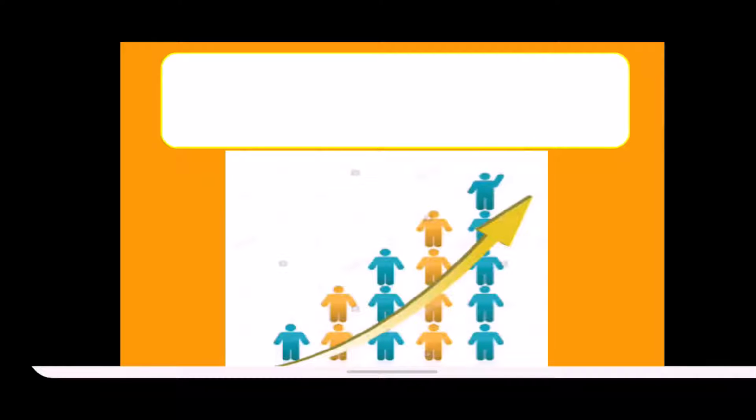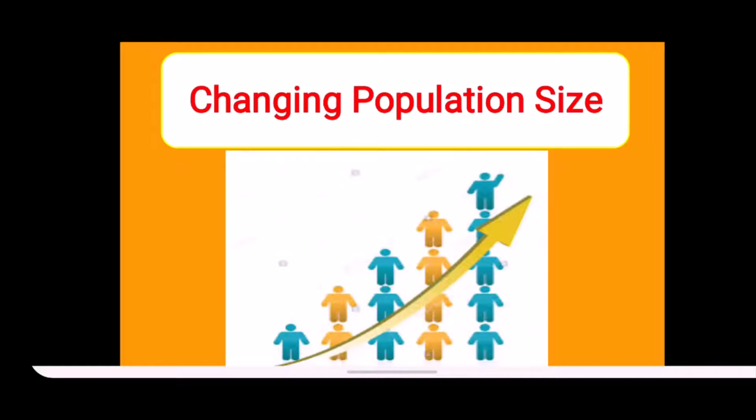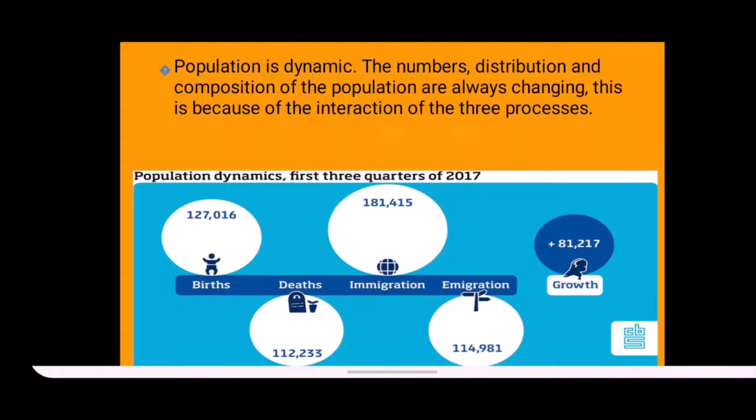Students, in continuation with our lesson on population, today we shall discuss changing population size. Population is dynamic. The numbers, distribution, and composition of the population are always changing. This is because of the interaction of three processes: births, deaths, and migrations.